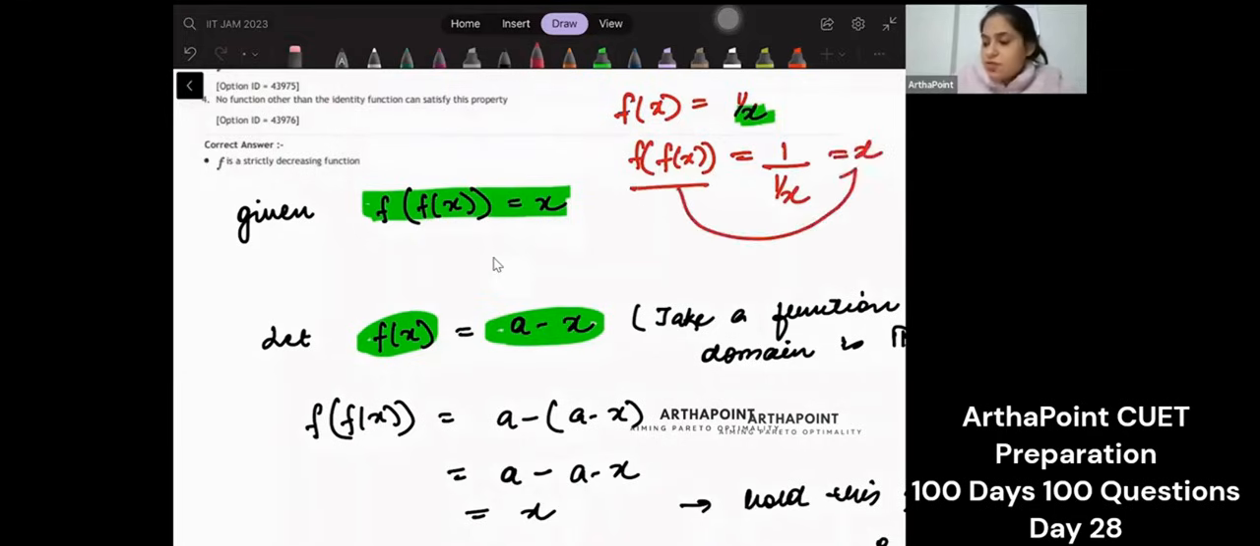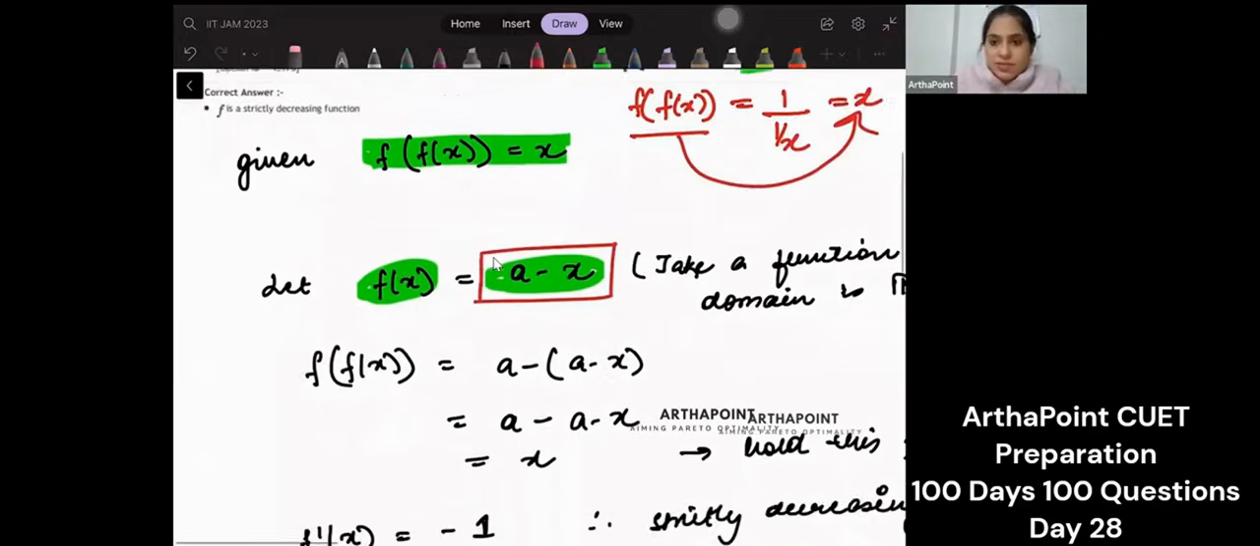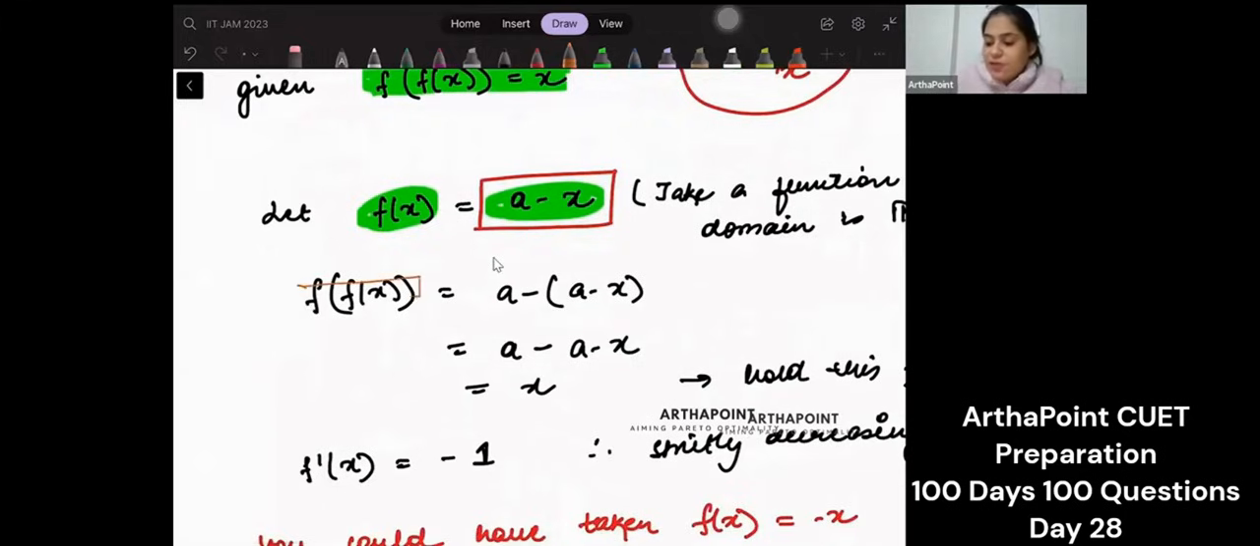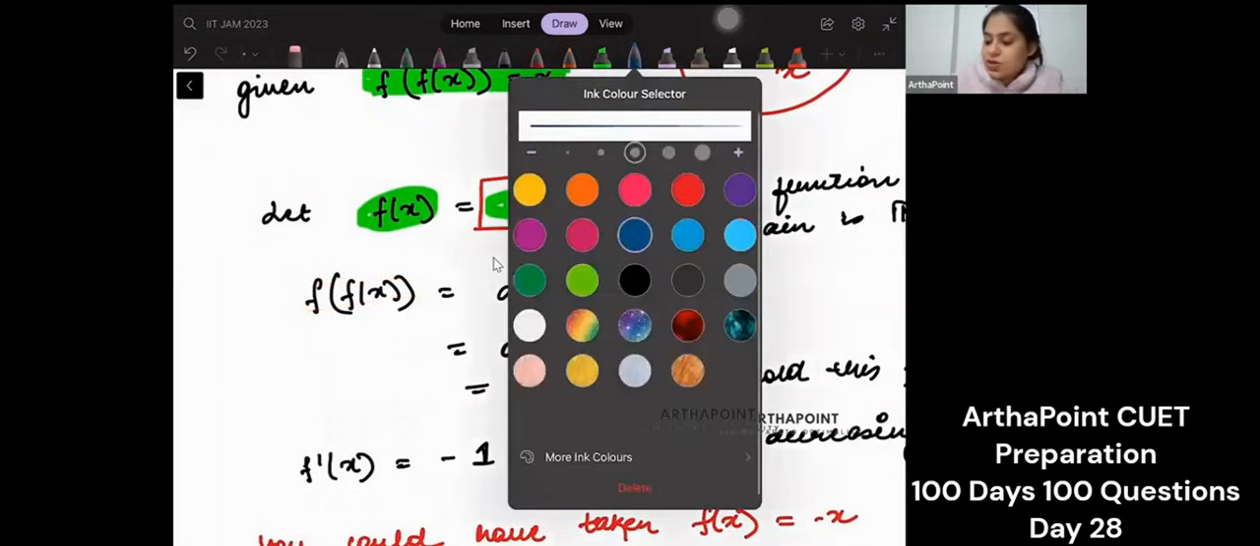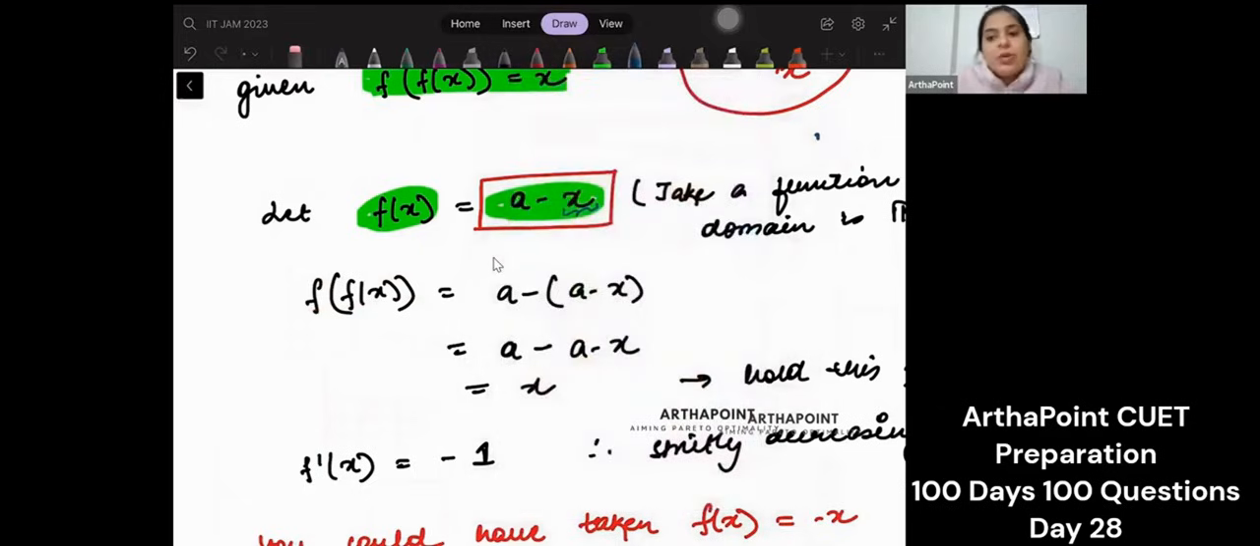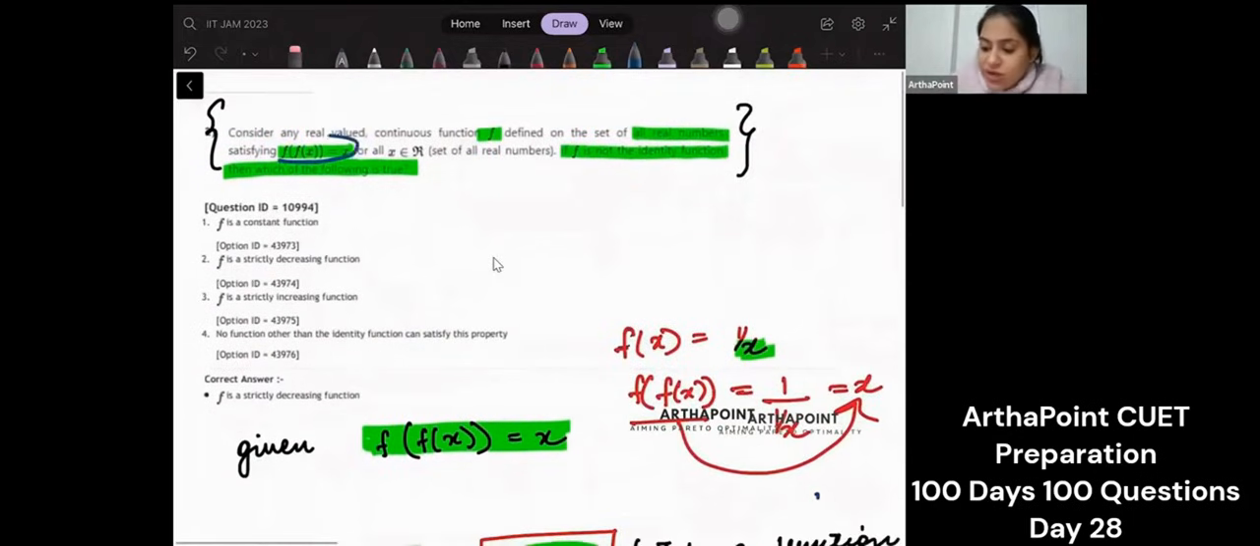That means this is also following this property. If I take my function to be a minus x, then I will take f of x. So instead of x, I will replace it with the function. So instead of x, I will write a minus x and I will get back x, right? So you have to go ahead and assume a function such that it follows whatever property is given to you.